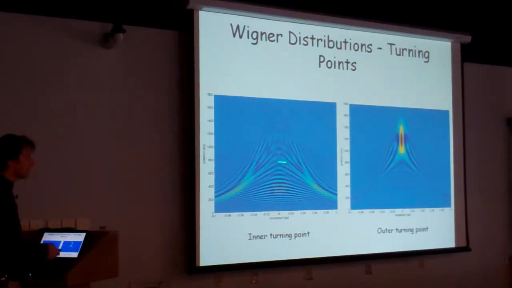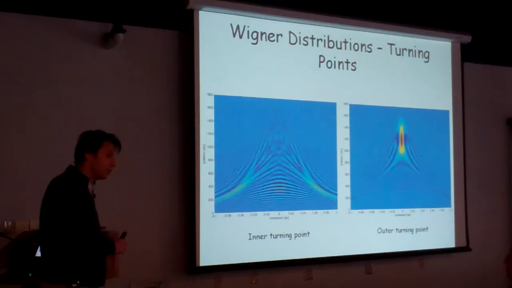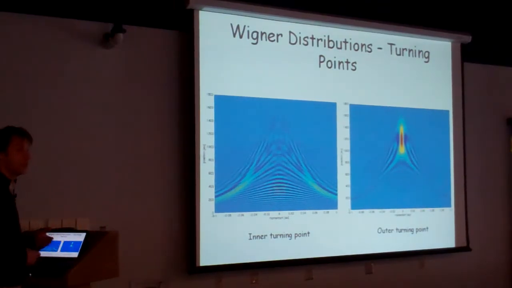This makes a lot of sense. At the inner turning point, it's turning around, but because it's near the deeper part of the Coulomb potential, it has to have a lot of kinetic energy. Therefore, it has to have both high and low momentum. And you can see that, again, most of the probability lies within the classical boundaries.